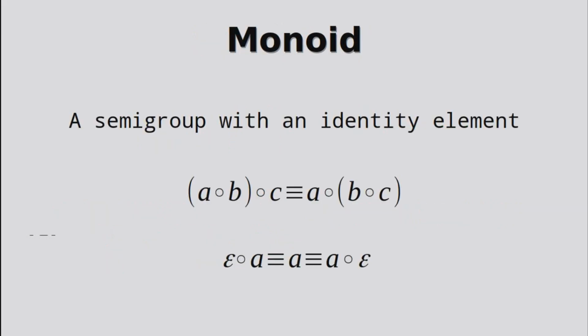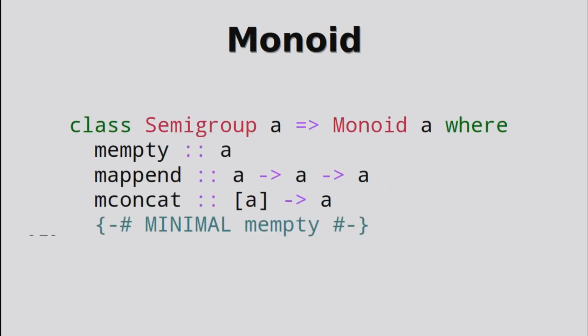Okay, so now we can talk about a monoid. A monoid is a semigroup with an identity element. So we still have an associative operation, but now we need some element for which this operation becomes the identity operation or identity function.